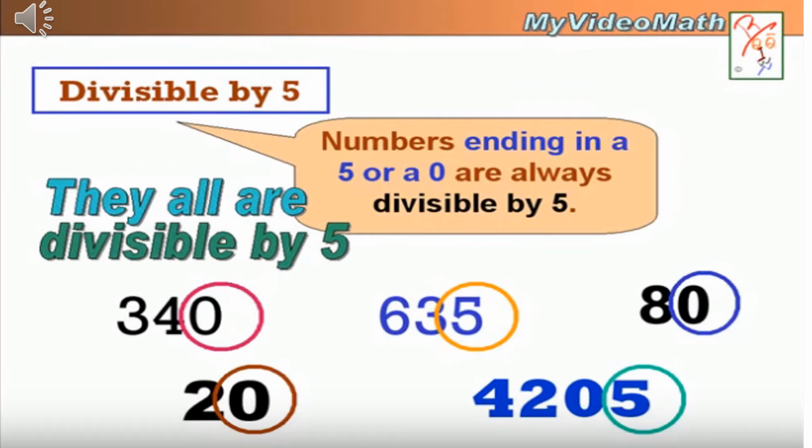For example, the number 340, the last digit is 0. The other example, 635, the last digit is 5. The other example, 4,205, the last digit is 5. Get it? If the number ends in 0 or 5, the whole number is divisible by 5.